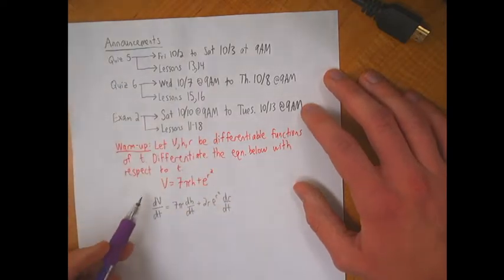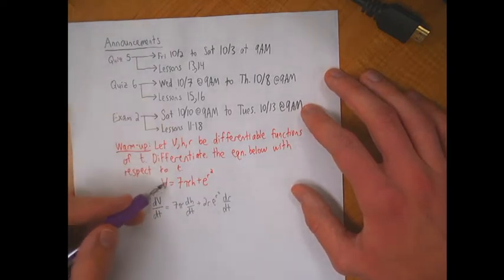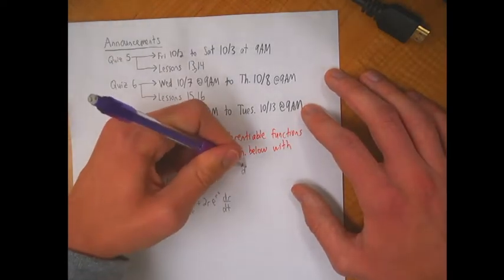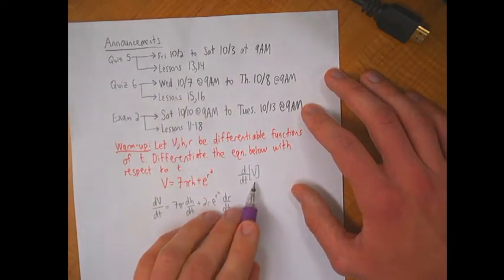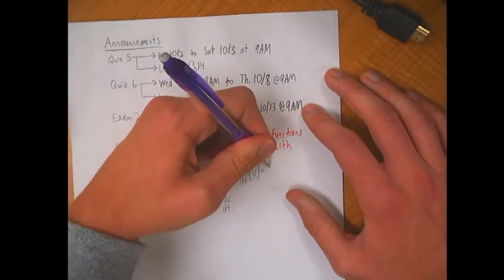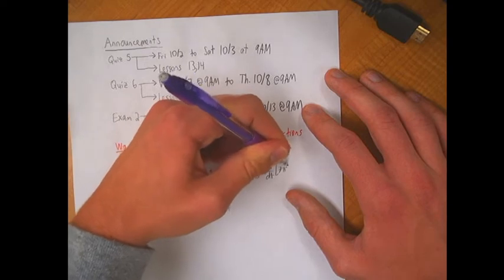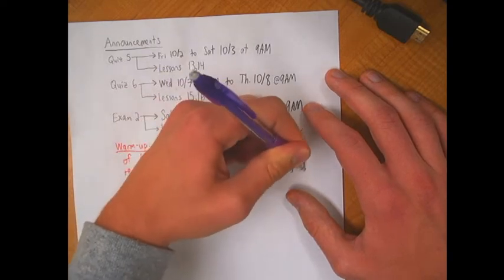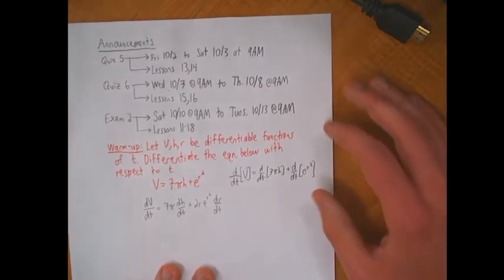Okay. What happens is that if you differentiate this with respect to t, you have d over dt of v, so in this case you just have dv over dt. And then on the other side, you have d over dt of 7 pi h plus d over dt of e to the r squared.